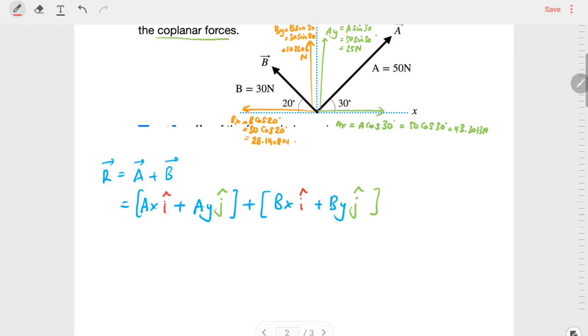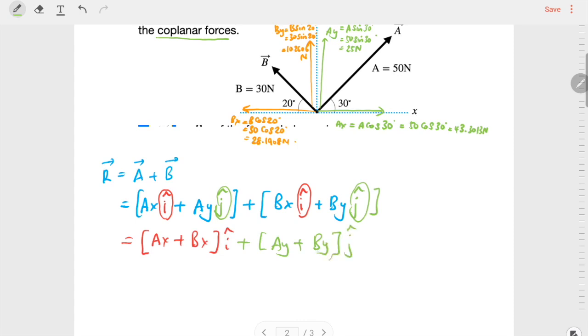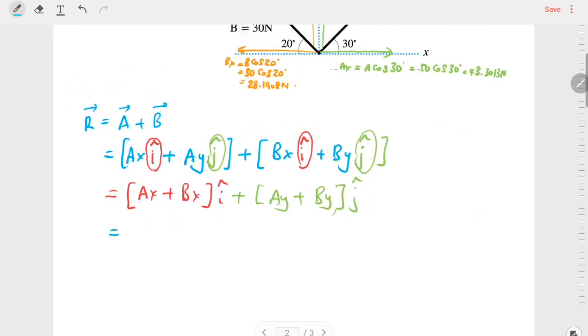So let's solve for the i hat first. For the i hat, AX plus BX multiplied with the i hat direction. And then if you want to solve for the j hat, we take the magnitude of the j only, which is AY plus BY, and then put j hat on the right side to indicate that that magnitude is for the j direction. All these magnitudes, AX, BX and also AY, BY, we have calculated earlier, right? So you just substitute those values into your equation.